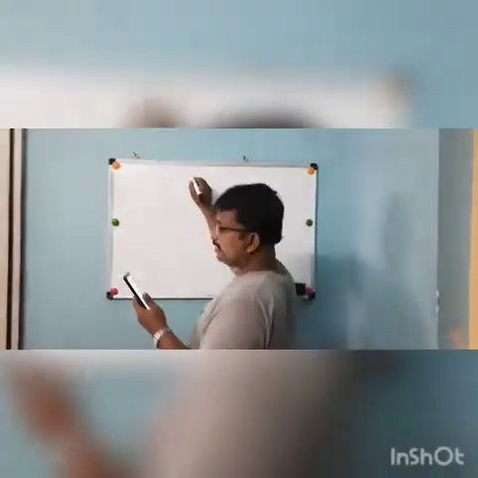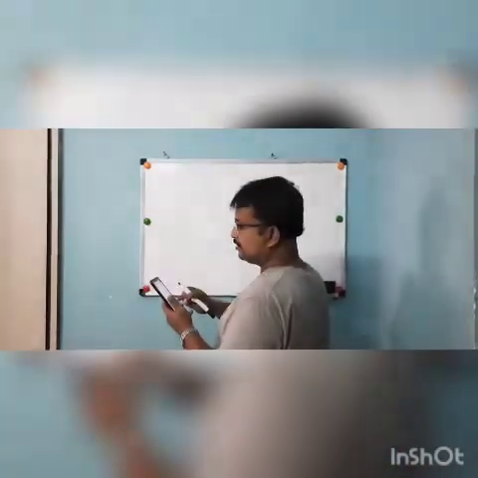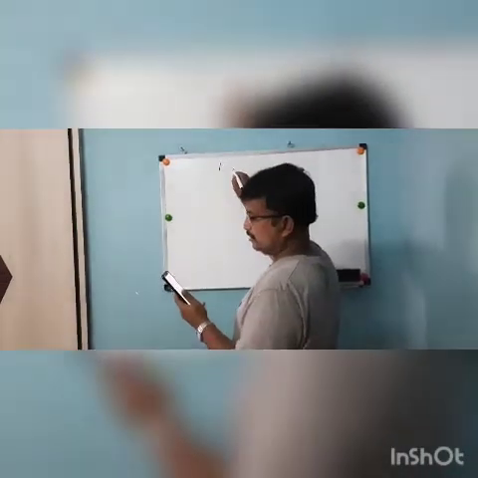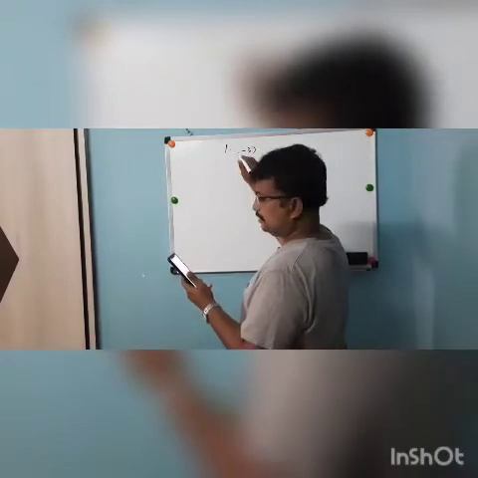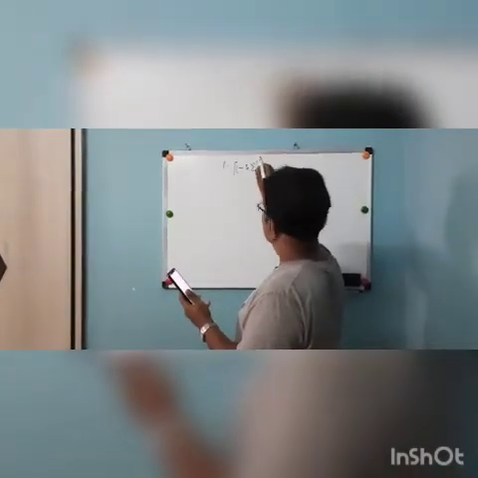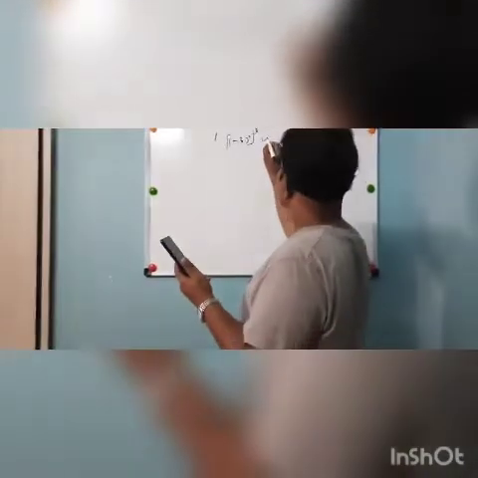So, my daughter Dhanvi's worksheet for today. The first question is: minus 3 whole square whole cubed is equal to.